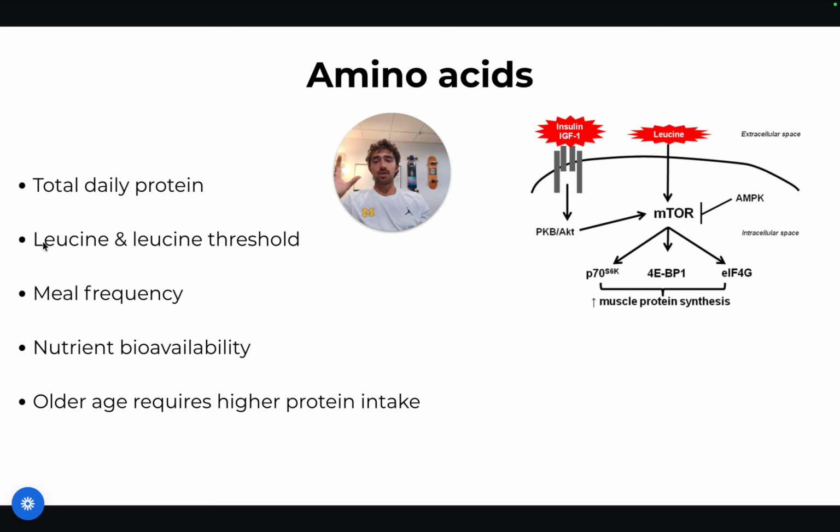So hitting the correct amount of leucine, the leucine threshold, at every meal. For most people, it's going to be around 35 to 40 grams. Then older age does require a higher protein intake, just because the older you get, the less efficient your body is at using protein in a bioavailable form to actually send growth signals to the body. And then meal frequency.